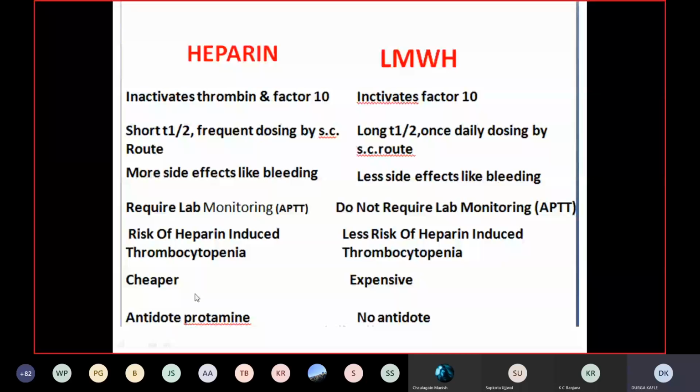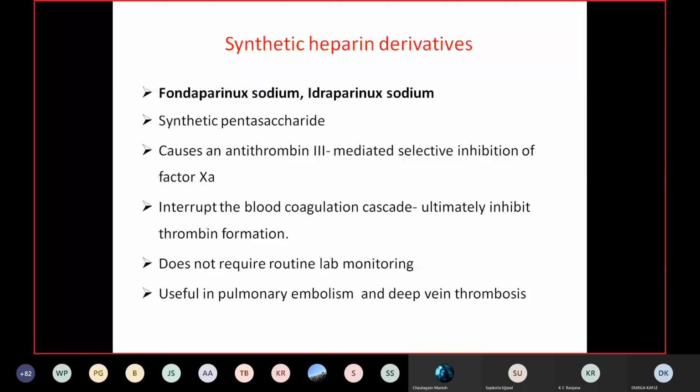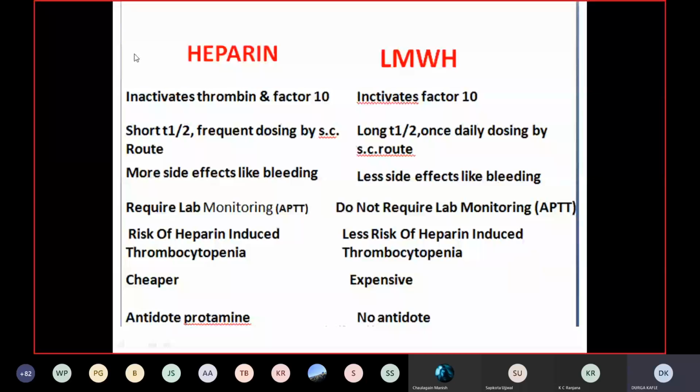The antidote is protamine sulfate. In case of overdose of heparin, we can immediately inject protamine sulfate intravenously. But in case of overdose of low molecular weight heparin, there is no antidote. This is also another drawback of low molecular weight heparin. Except for these two, all others are advantages of low molecular weight heparin over unfractionated heparin. Clear? So this is all about unfractionated heparin and low molecular weight heparin.